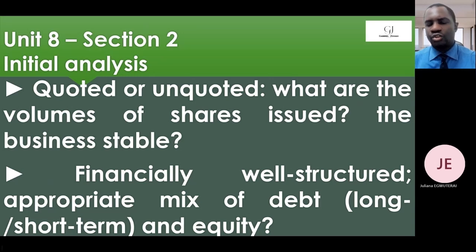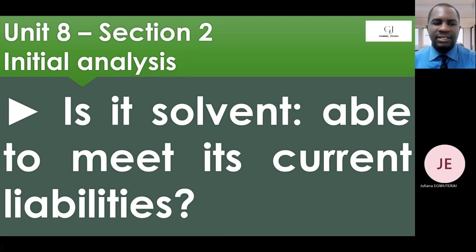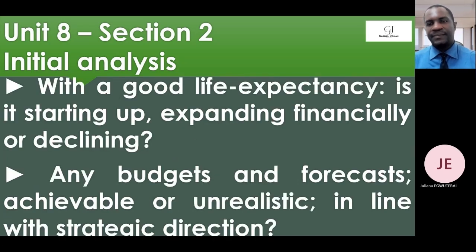Is it financially well structured? That means an appropriate mix of debt, which is long-term and short-term debt. So is it appropriately mixed with debt and equity, 50-50, or is debt higher than equity, or is equity higher than debt? You need to check the financial structure or the financial leverage of the company. Is it solvent, as in, is it able to meet its current liabilities? So you look at the current assets less current liabilities. You look at the components of the assets in your initial review to determine the company's solvency.